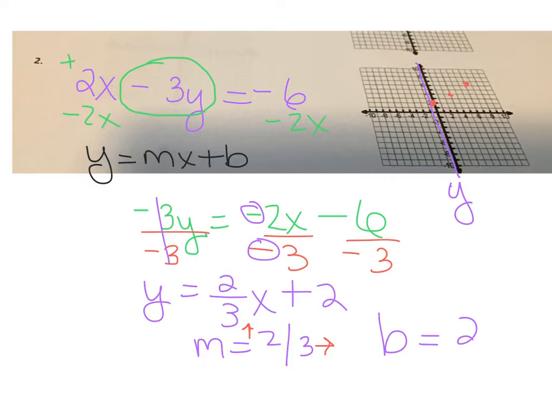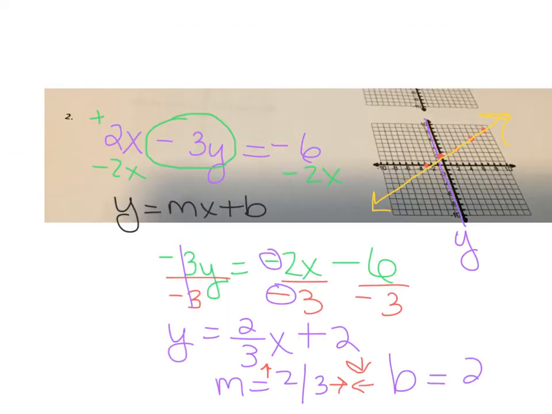I would do it again. I go up 2, right 3. And then I need a 5th point, so maybe I should go the opposite, which would be down and left. So from my beginning point, I'm going to go down 2 and left 3. So there's my line. As always, I'm going to connect my points and make a line. And there is that line in slope-intercept form.